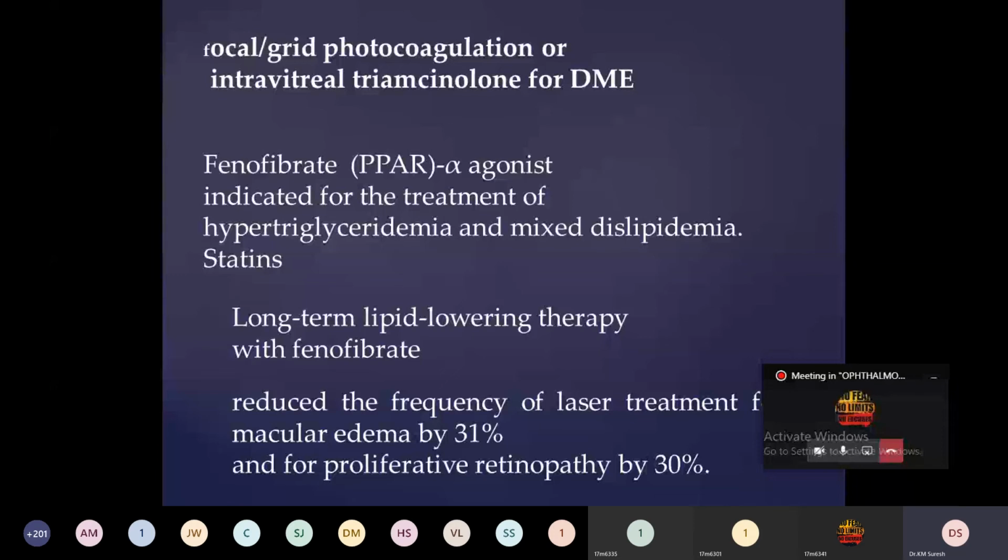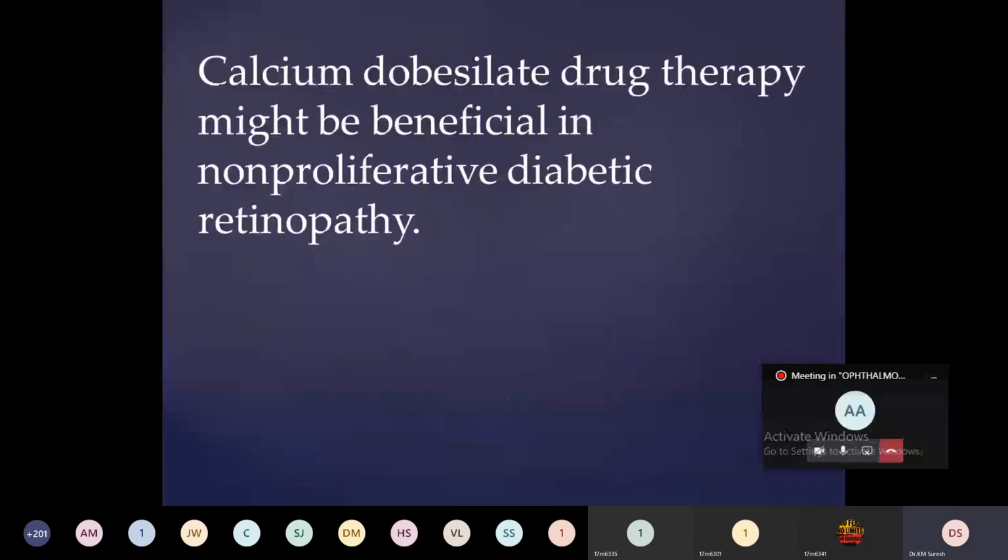Fenofibrate is indicated for treatment of hyperglycemia and mixed dyslipidemia. Statins are also useful, and long-term lipid lowering therapy with fenofibrate reduces the frequency of laser treatment. Orally, you can also use calcium dobesilate, which is beneficial especially in non-diabetic and non-proliferative diabetic retinopathy. Calcium dobesilate is used orally.